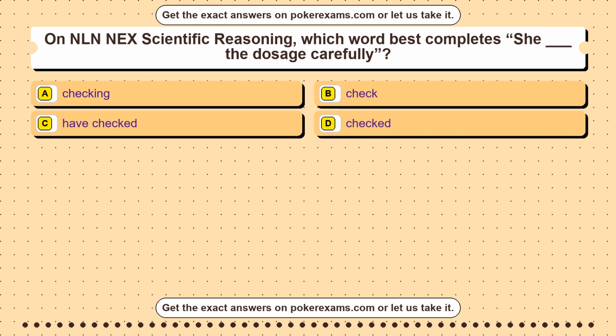Question 34. On the Get Science practice test, which idea is protected by checks and balances? Option A, one branch controls all laws. Option B, courts write every law. Option C, states have no role. Option D, no branch has unlimited power.